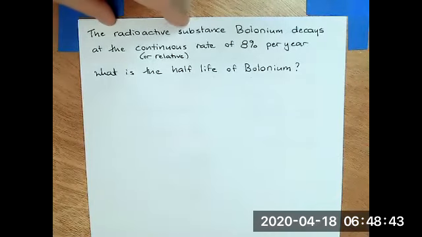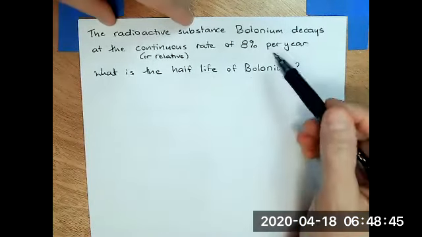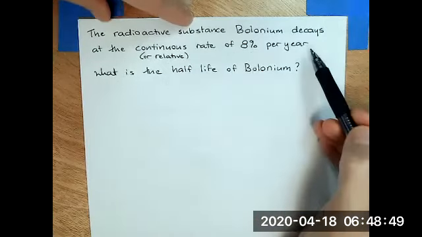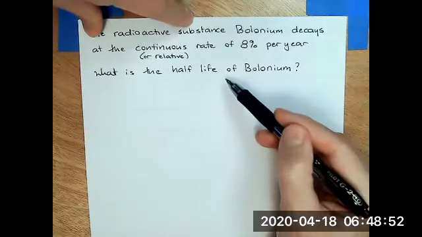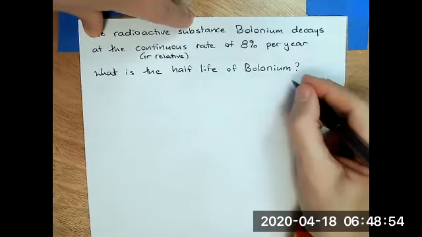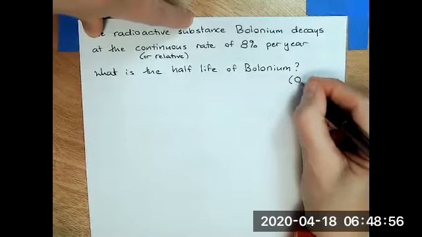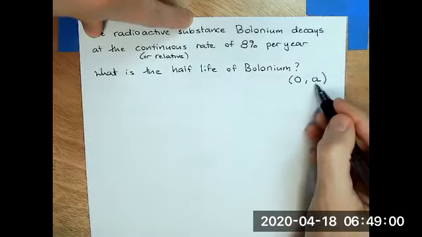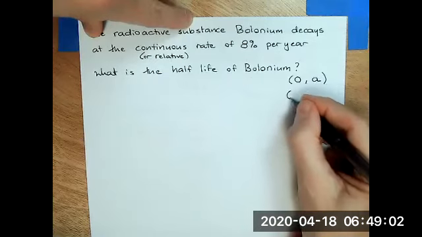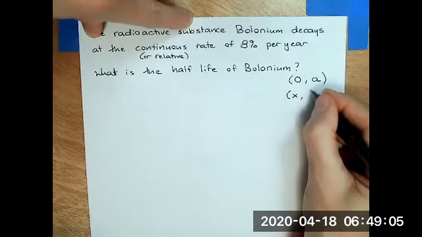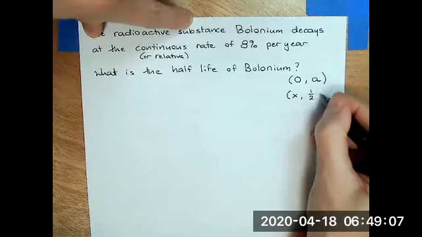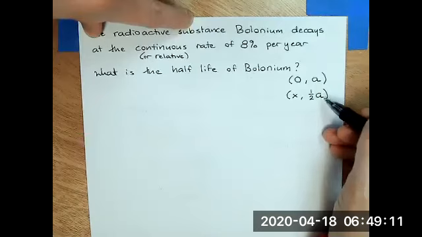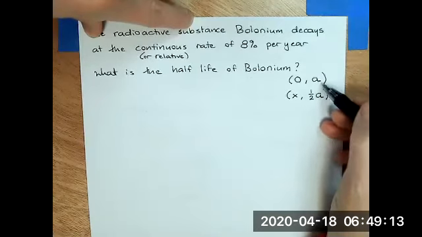The radioactive substance polonium decays at the continuous rate or relative rate of 8% per year. What is the half-life of polonium? Well, the half-life is the amount of time required for the initial amount to decay to 1/2. And again, it doesn't depend on the initial amount.